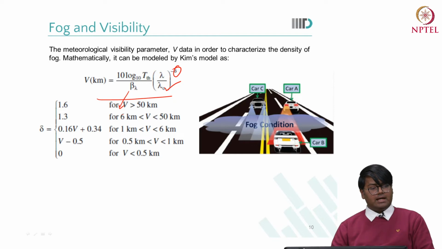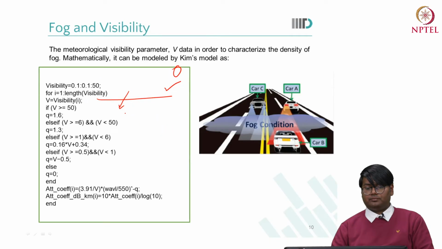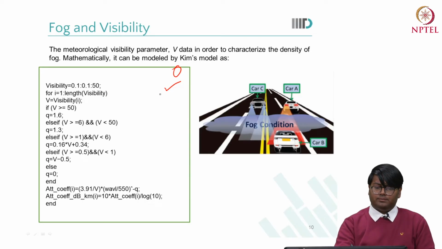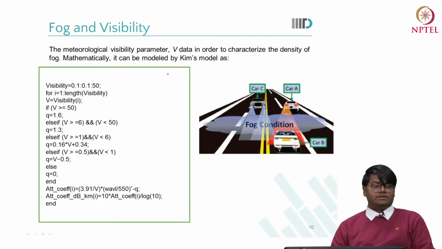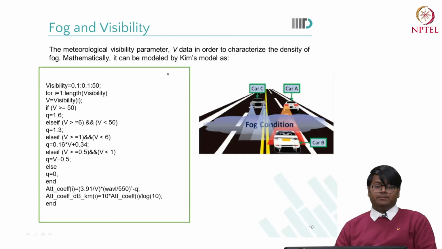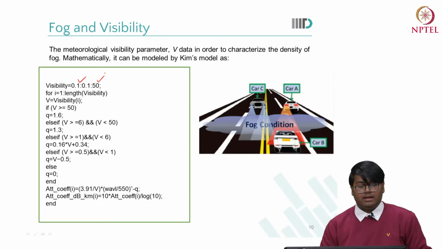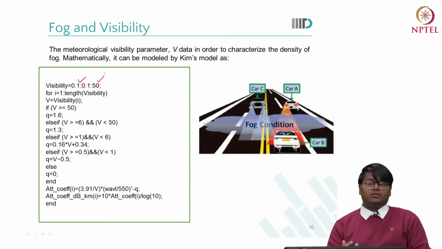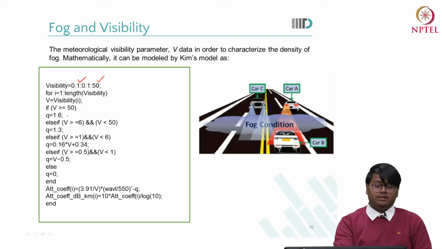Now, let us see a MATLAB code for simulating the attenuation against the visibility using this Kim model. This is a simple MATLAB code used for simulating the attenuation against the visibility. We vary the visibility from 0 to 50 kilometers. Then we implement what we have defined earlier as delta. Under different visibility conditions, when V is greater than 50, delta is 1.6.